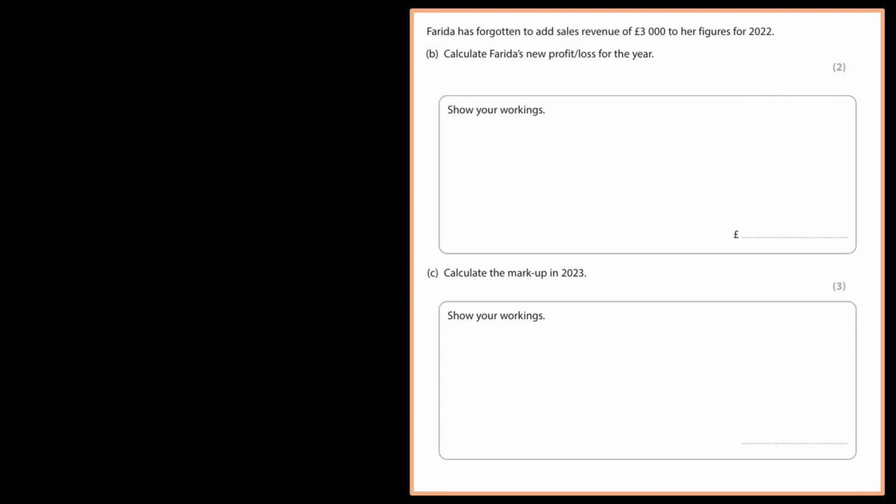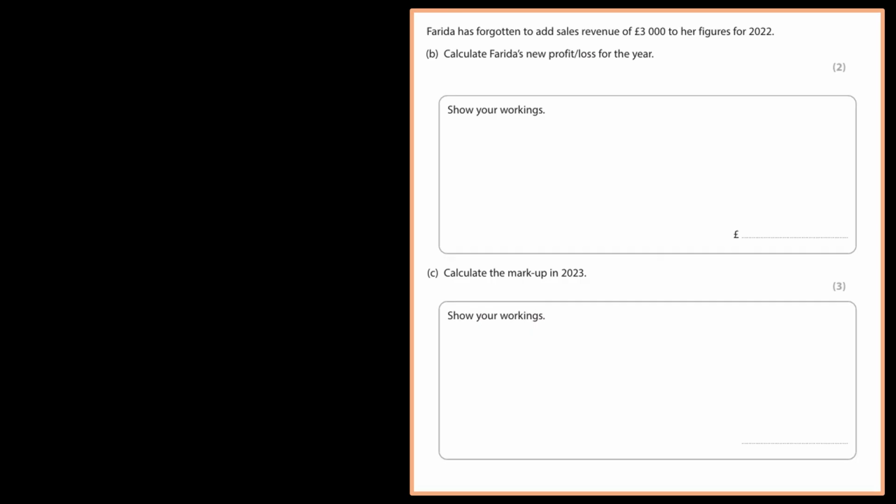Calculate the markup in 2023. Show your workings. Do you remember markup? You need to look it up. Maybe watch the video again on it, or do some work on this to try and remind yourself. Pause the video now and try and have a go at this question. You may need to go back and have a look at the previous slide there.